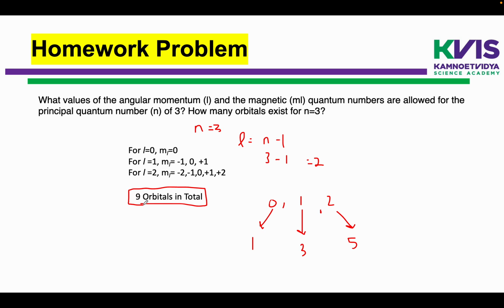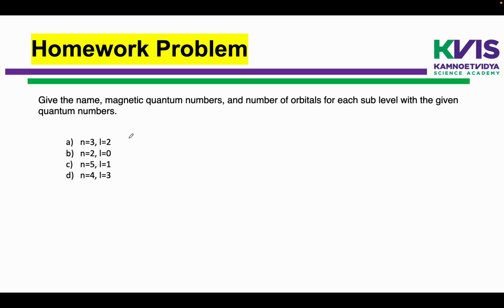All right, let's work on the next problem. Go ahead and spend some time and work on this problem. Give the name, the magnetic quantum number and the number of orbitals for each sublevel with the given quantum numbers. Here I state for you n is equal to 3, l is equal to 2. Now tell me the name of the orbital and the number of orbitals for each sublevel. Go ahead and pause the video and work on this.